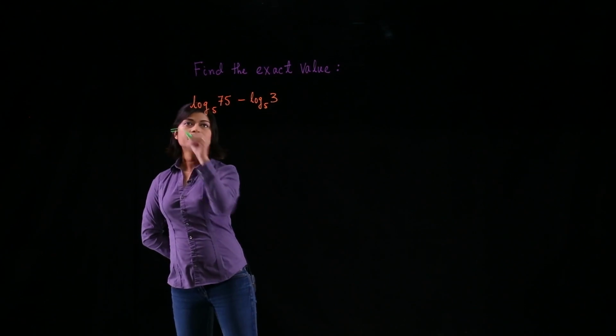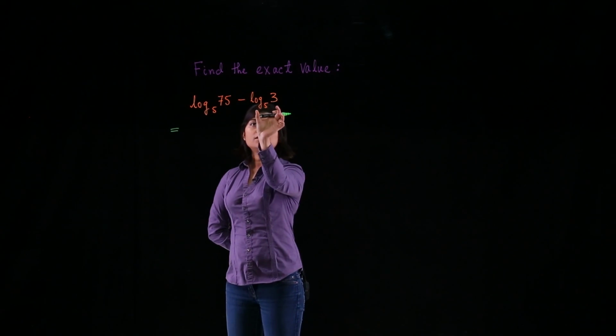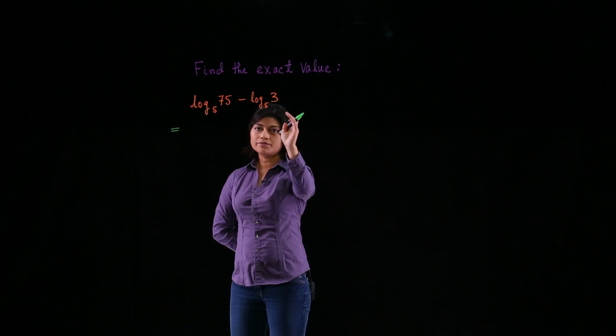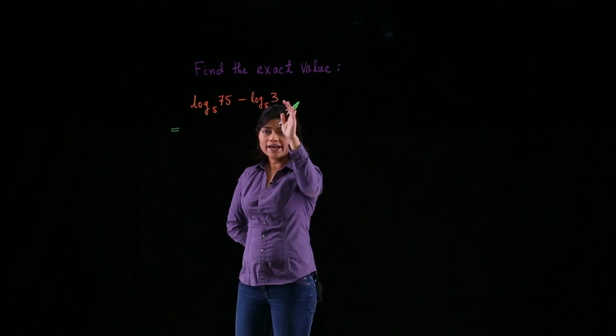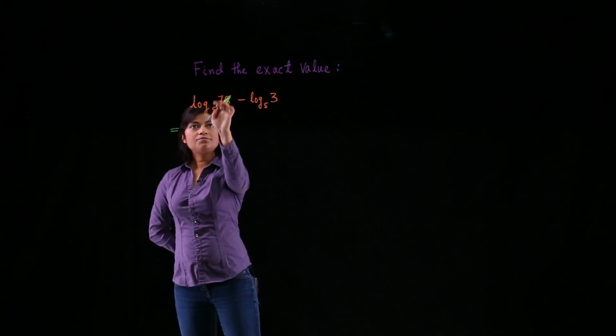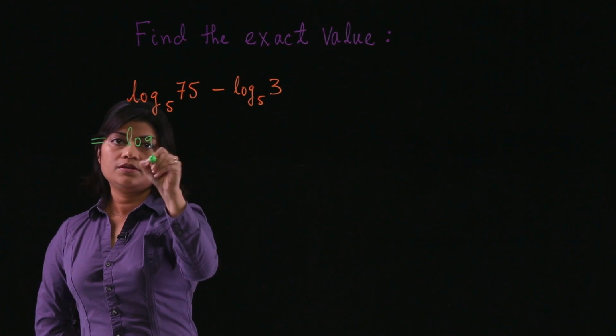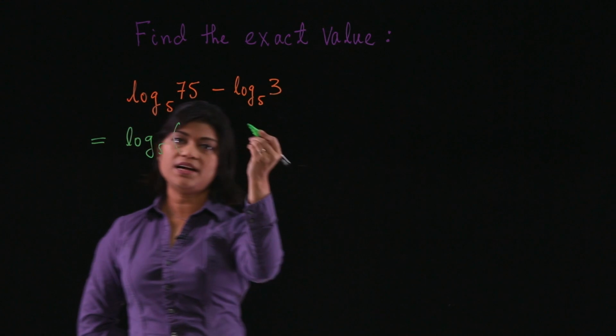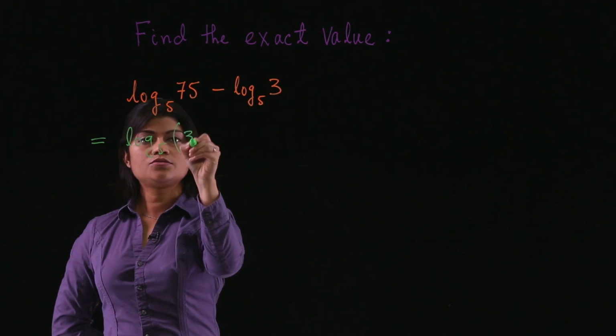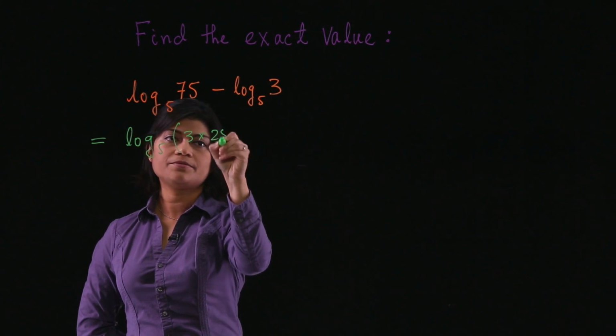Okay, so the second term is logarithm of 3 base 5. There isn't much you can do with that. So let's see if we can rewrite 75 somehow. And you know we can. 75 is 3 times 25.